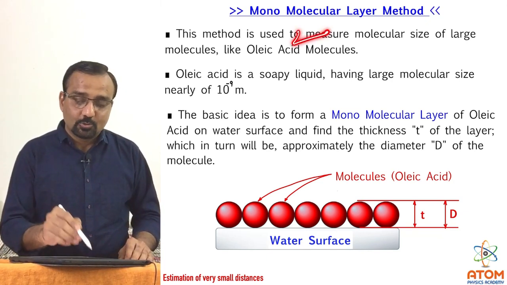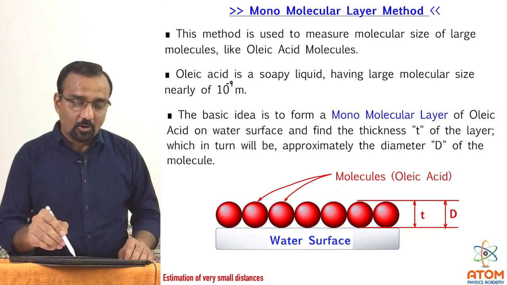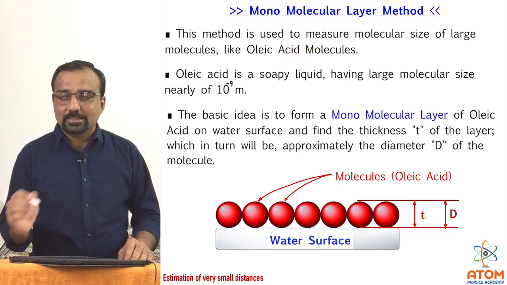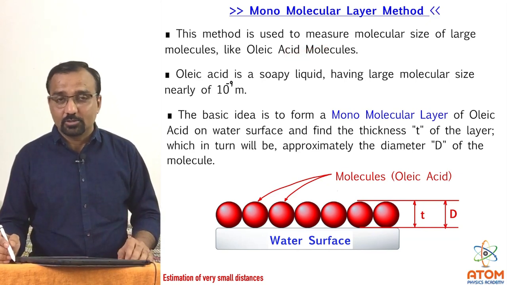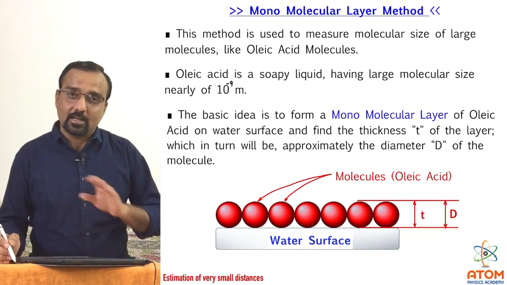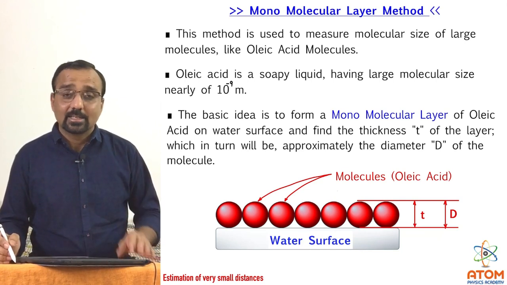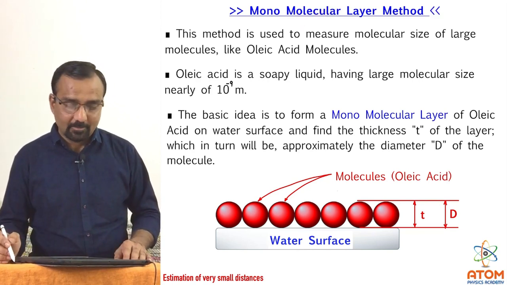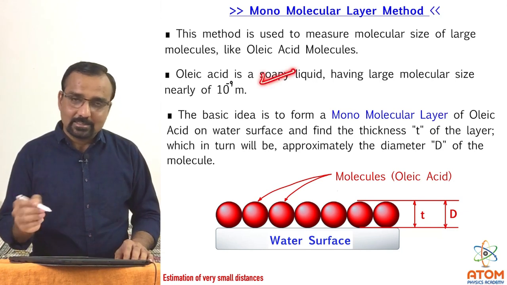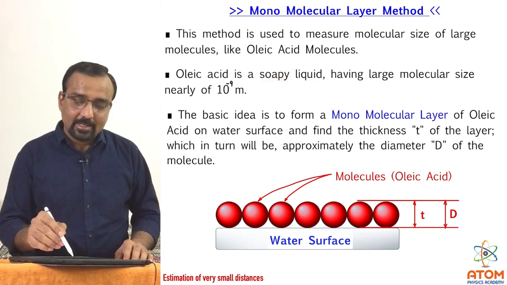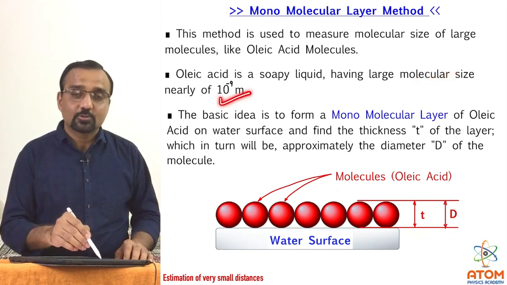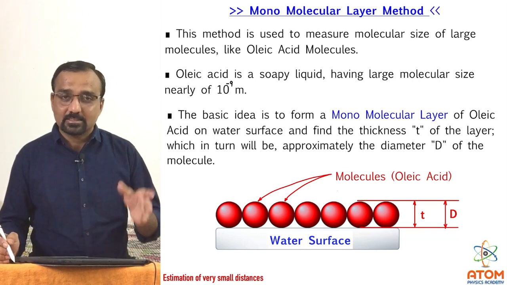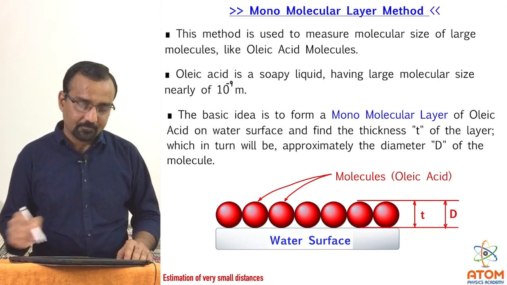This method is used to measure the size of large molecules like oleic acid molecules. Oleic acid molecules are larger than other molecules. That is why the size of oleic acid and other such large molecules can be estimated, I am saying estimated, by this method, the monomolecular layer method. See, oleic acid is a soapy liquid and it has a molecular size of nearly 10 raised to minus 9 meter. So how this method is implemented to estimate the molecular size, let us see.